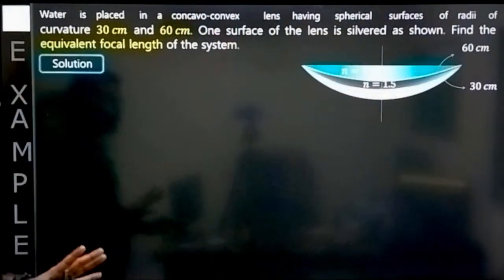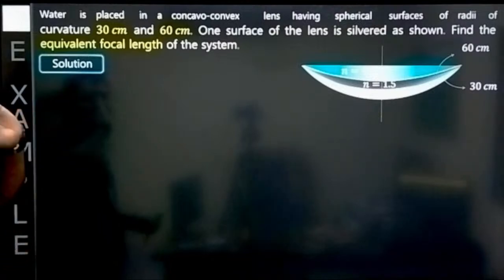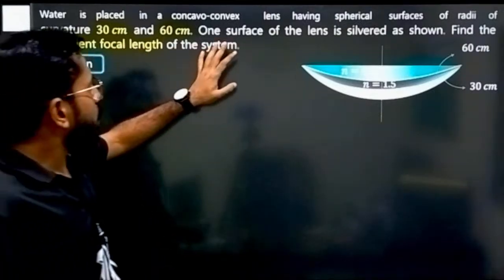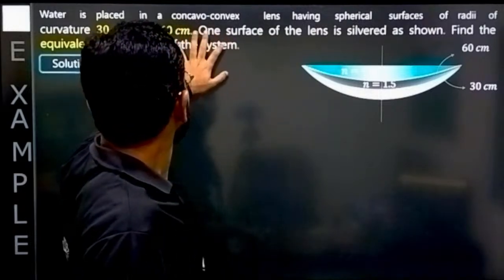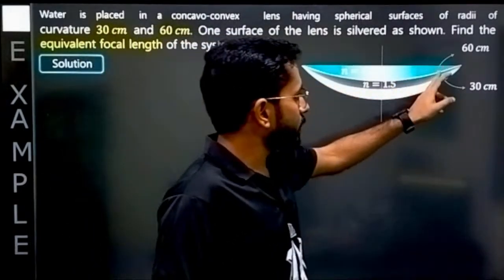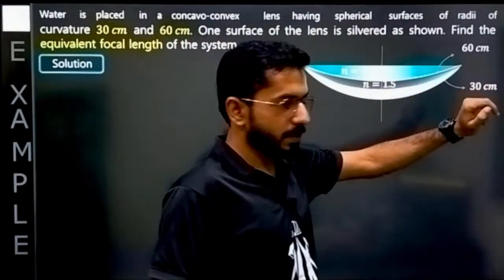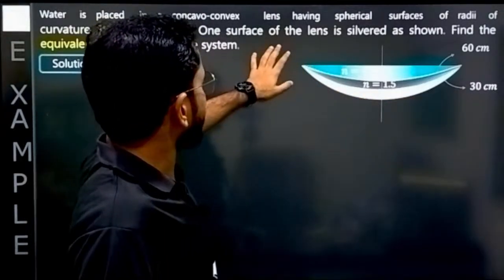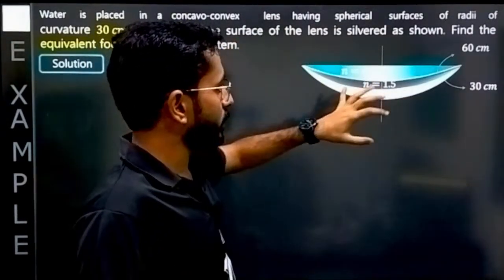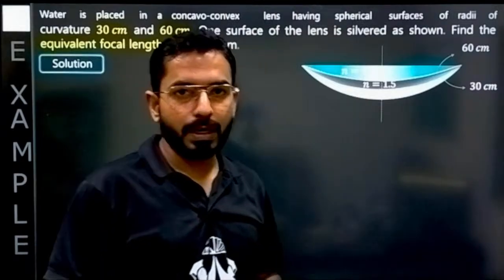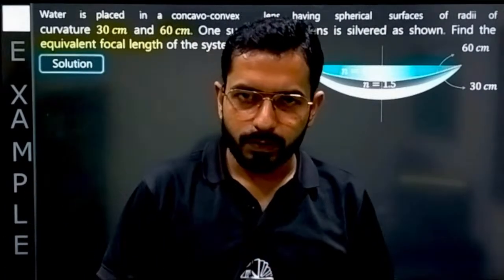See, first properly read the question and what the given values are. Water is placed in a concavo-convex lens having spherical surfaces of radii of curvature 30 and 60 centimeter. The upper side is 60 and the downward side is 30. The surface of the lens is silvered as shown. Find the equivalent focal length of the system. You have to calculate the equivalent focal length of the system.